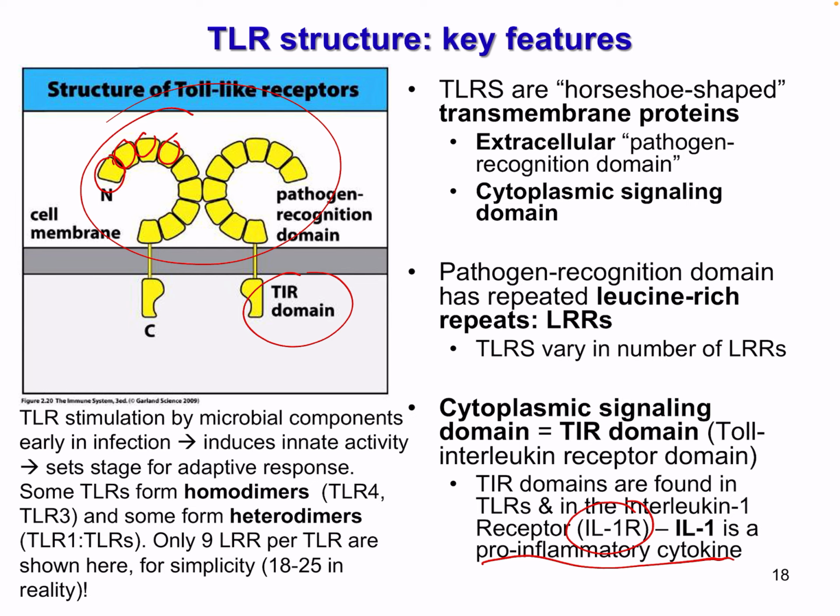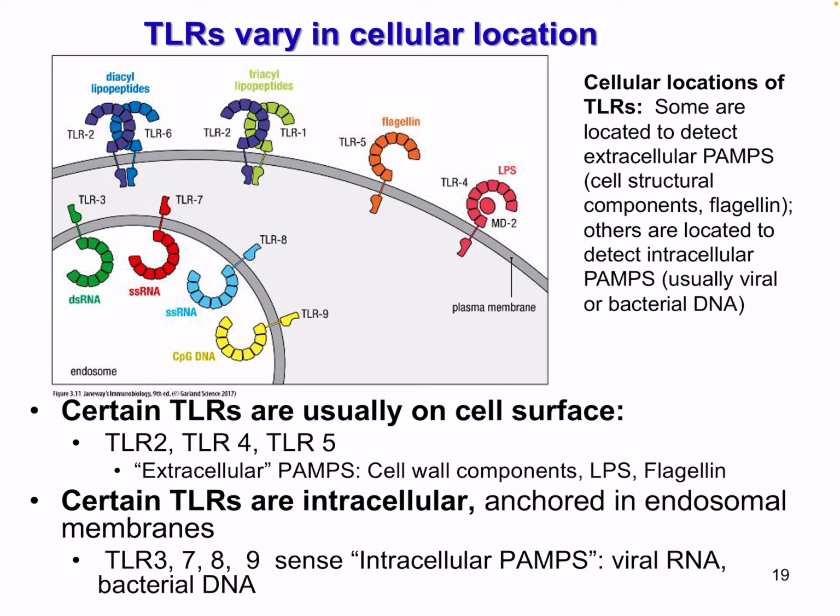and only 9 leucine repeats per TLR are shown here for simplicity, but there's usually 18 to 25, but it varies. They can also vary in location. Here we can see 2, 6, 2, 1, 5, 4 on the plasma membrane, where we can see 3, 7, 8, 9, which you can see here are involved in DNA, RNA, and DNA RNA recognition, are in the endosome.